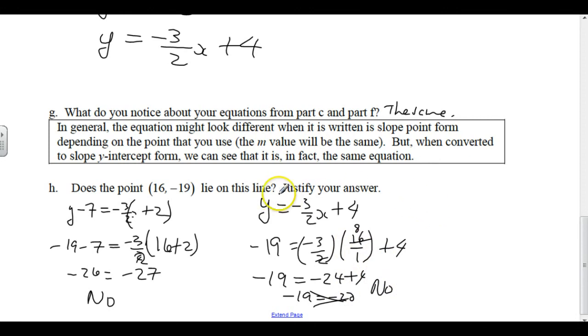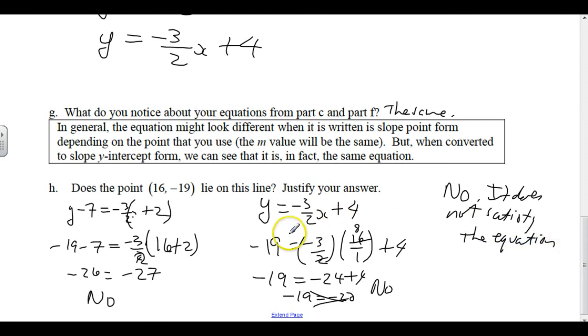Okay, and so the justification: no, it does not satisfy. And satisfy means makes it true. It does not satisfy the equation. When values satisfy an equation, they will make a true statement. So this is an untrue statement, or what we call false.